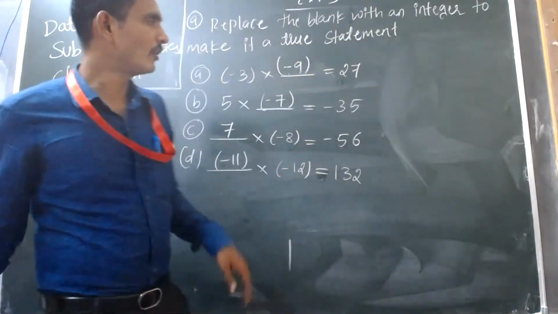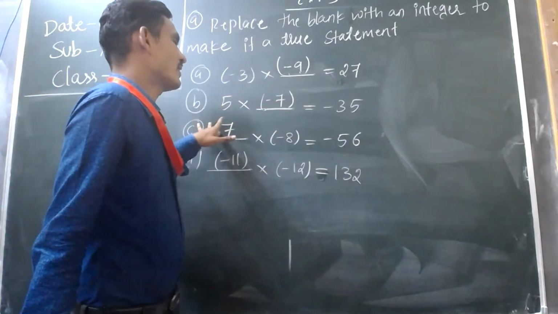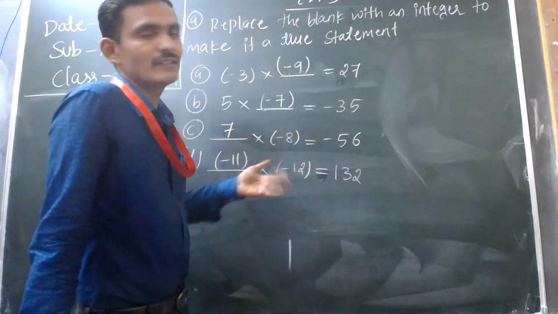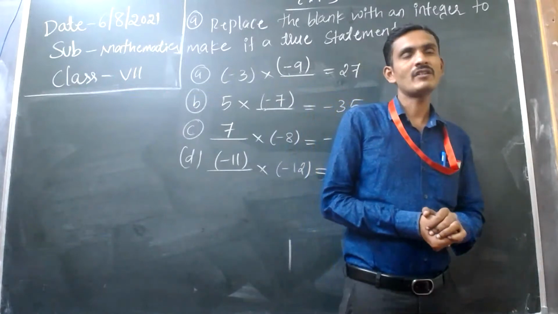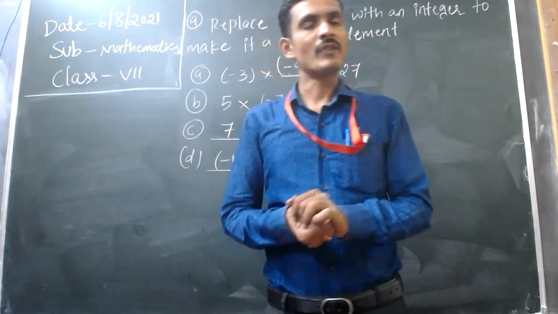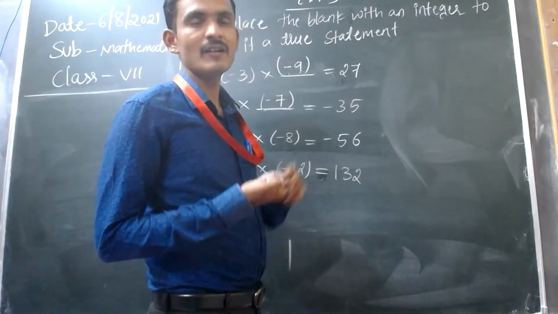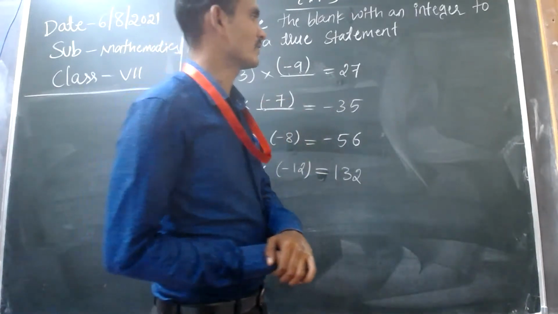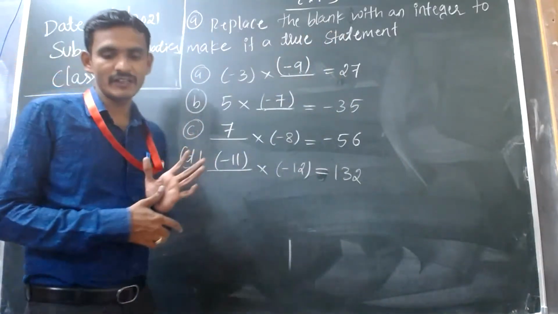Now you have to multiply: plus into minus is minus. Minus into plus is minus. Minus into minus will get a plus. Okay, this is the most important. Plus into plus is plus only. Plus into minus is minus. Minus into minus is plus. Minus into plus is minus. Okay. So this completes your exercise 1.3.